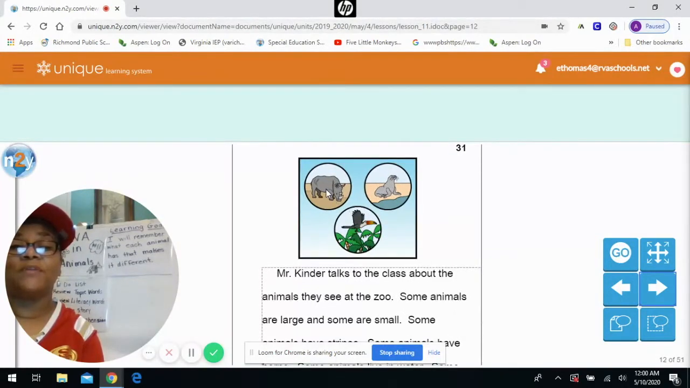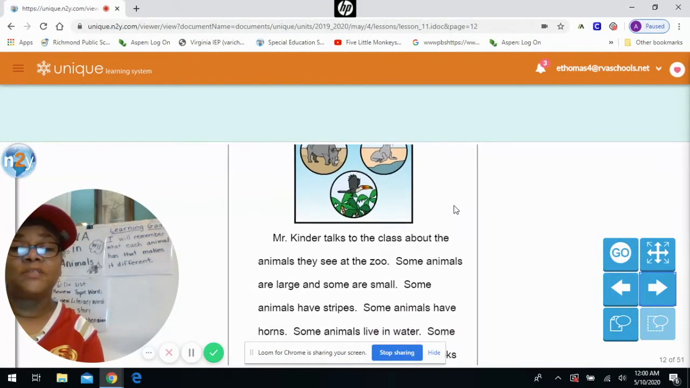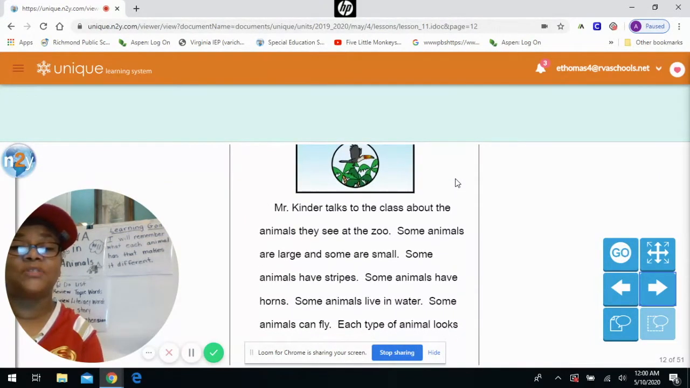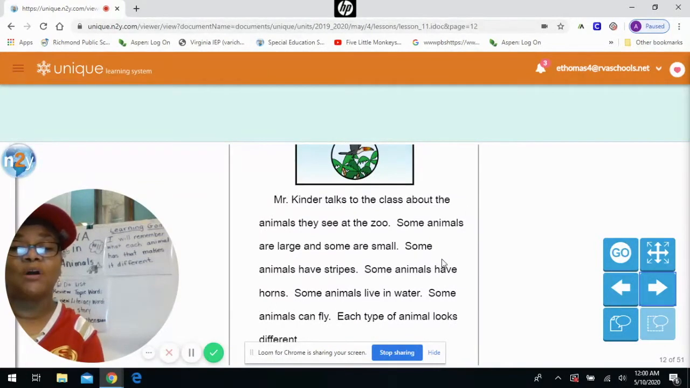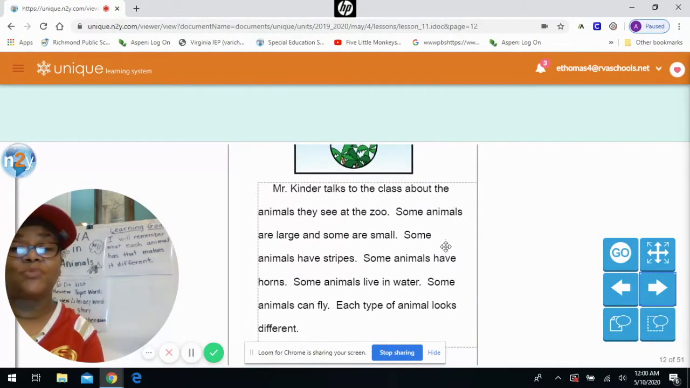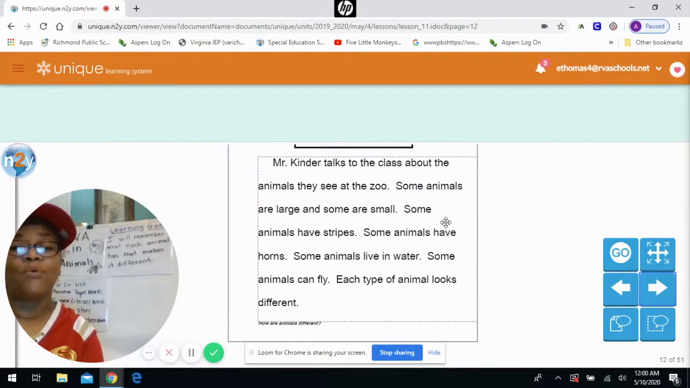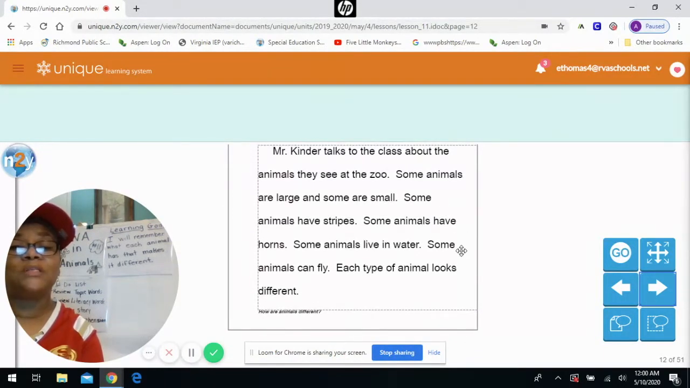Some animals, we have a rhinoceros, a seal, and a bird. Some of them walk on the land, some swim, and some fly. Mr. Kinder talks to the class about the animals they see at the zoo. Some animals are large and some are small. Some animals have stripes. Some animals have horns. Some animals live in water. Some animals can fly. Each type of animal looks different. So how are the animals different? They have stripes. They live in the water. Some can fly.